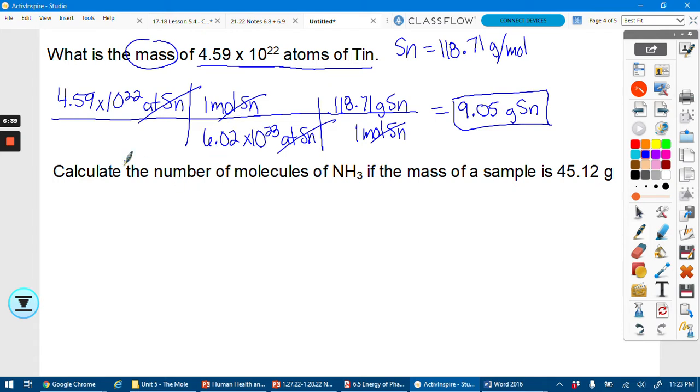In this next question, it says to calculate the number of molecules if the mass of the sample is 45.12 grams. So we are given grams and we want molecules.